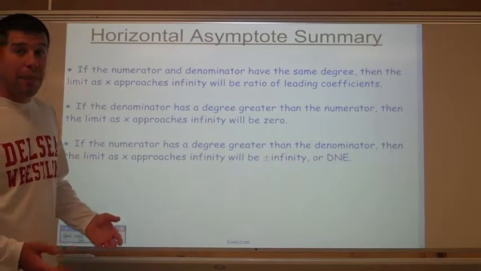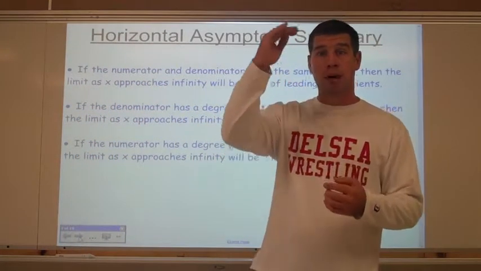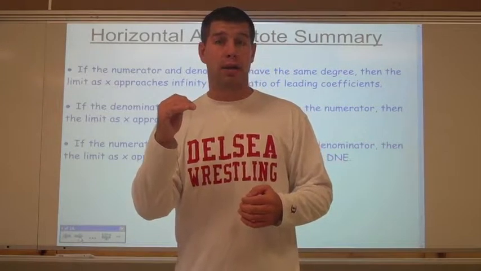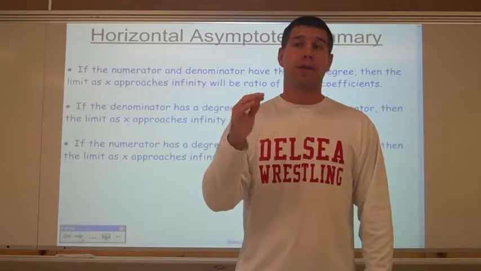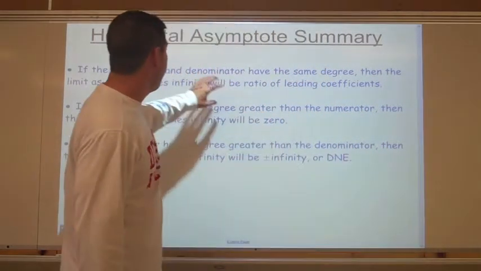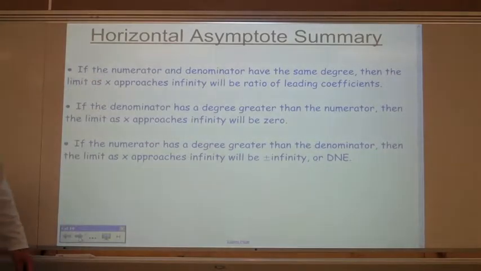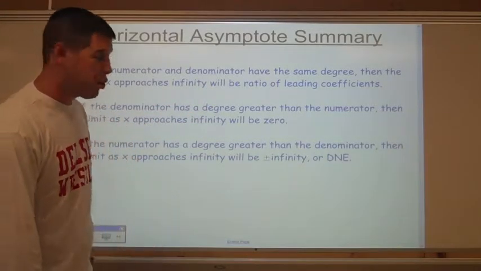So to sum this up, there are 3 types of problems for limits as x goes to infinity. You have where the numerator and denominator have the same degree. You have where the numerator has a lower degree than the denominator. And you have where the numerator has a higher degree than the denominator. First type, if the numerator and denominator have the same degree, then the limit as x approaches infinity will be the ratio of the leading coefficients.